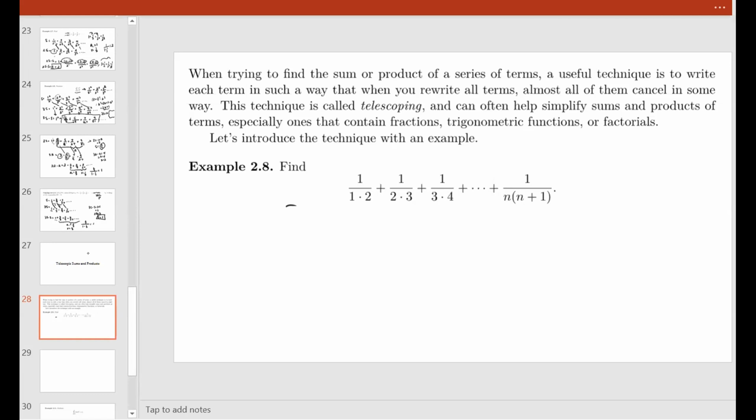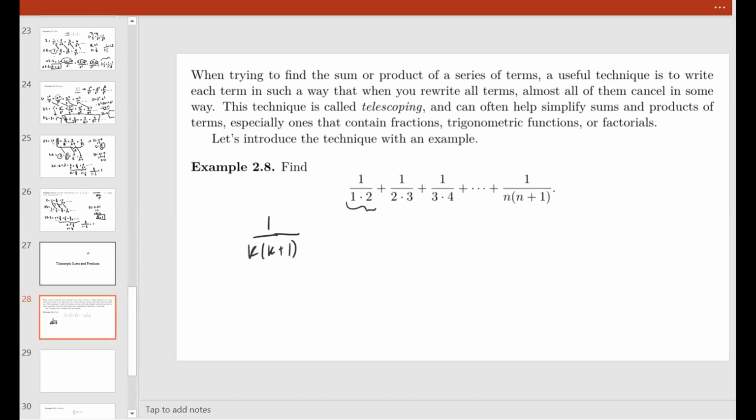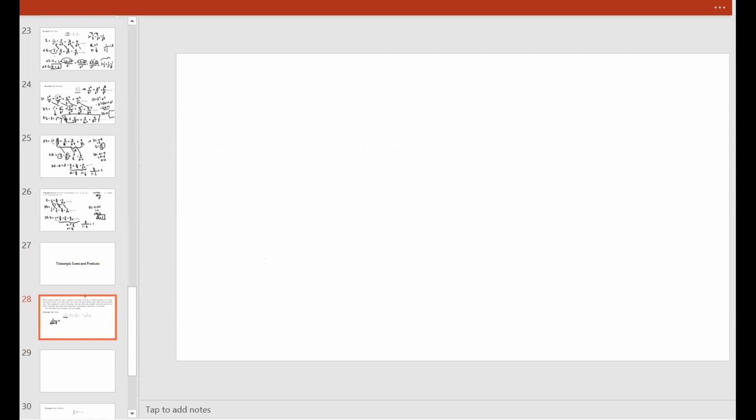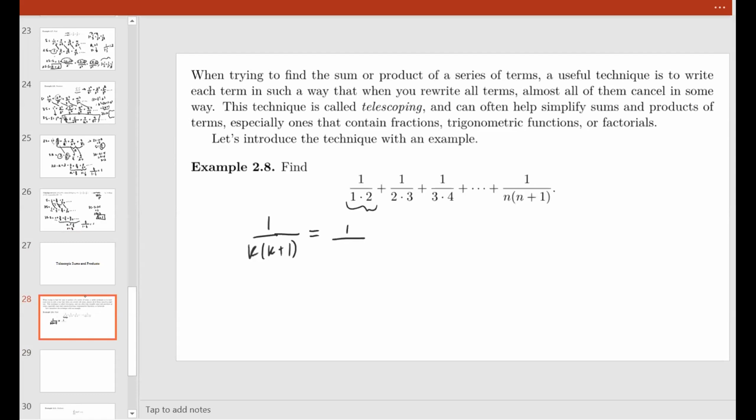So this problem is an example of telescoping. We want to find the sum. When we want to use telescoping, we usually want to write each term as a difference of terms. For this problem, we use the identity 1 over k times k plus 1 is equal to 1 over k minus 1 over k plus 1. Because if you were to cross multiply, you would get k plus 1 minus k over k times k plus 1, which gives us 1 over k times k plus 1. As you can see, we wrote all the terms in this sequence, which are of the form 1 over k times k plus 1, as a difference of terms.